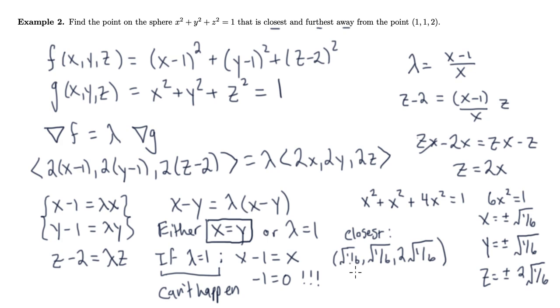And then the furthest point is going to be actually the negative solution. So that's going to be minus the square root of 1/6, minus the square root of 1/6, minus 2 times the square root of 1/6. This is going to be on the other side, or the opposite side of the sphere. So here's my closest point, here's my furthest point.